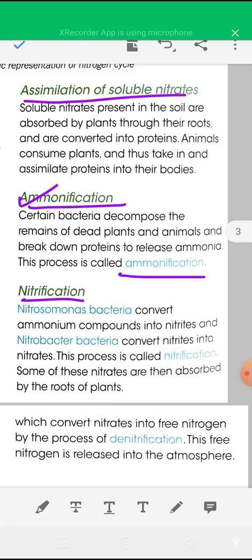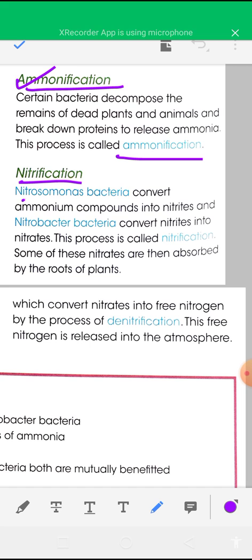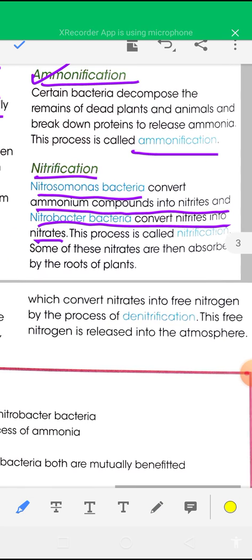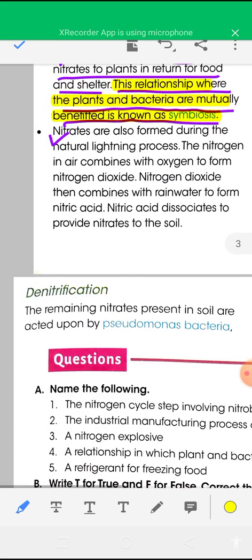What is nitrification? Nitrosomonas bacteria convert ammonium compounds into nitrites, and nitrobacter bacteria convert nitrites into nitrates, and this process is called nitrification.